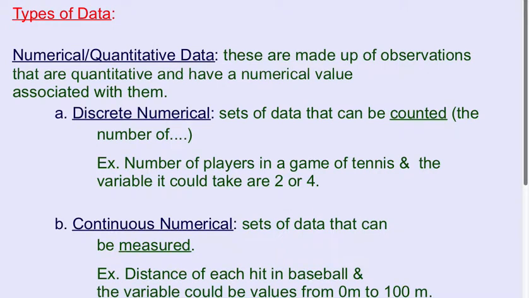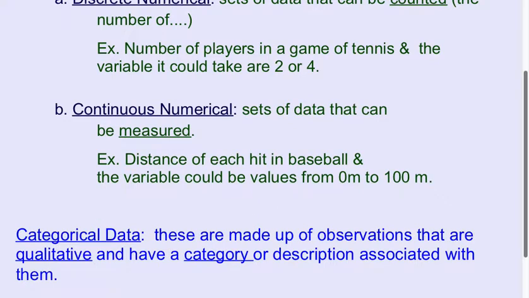Here are some types of data. There is numerical, or what we call quantitative data. These are made up of observations that are quantitative and have a numerical value associated with them. And there are some different types of quantitative data. There's discrete, a set of data that can be counted. An example here is the number of players in a game of tennis, and the variable could be 2 or 4. Continuous data is sets of data that can be measured, such as the distance of each hit in a baseball, and the variable could be something like from 0 meters to maybe 100 meters.